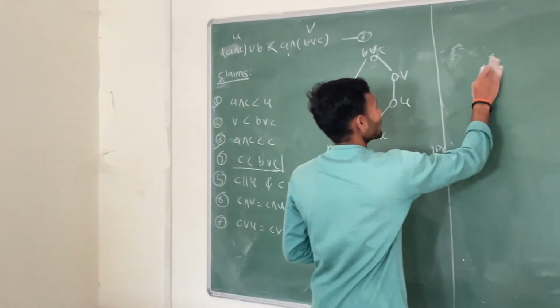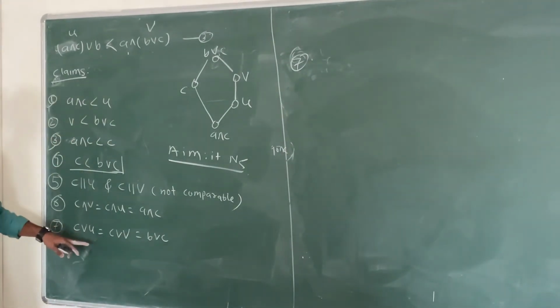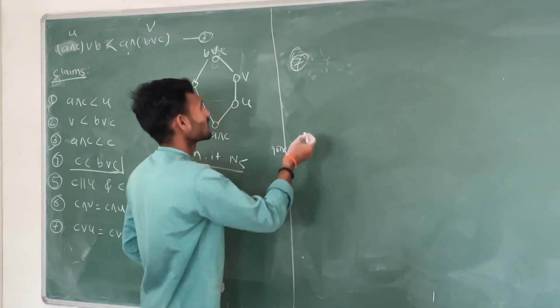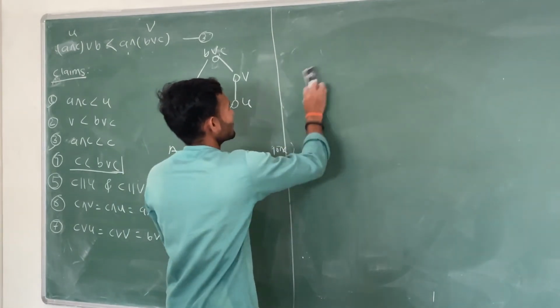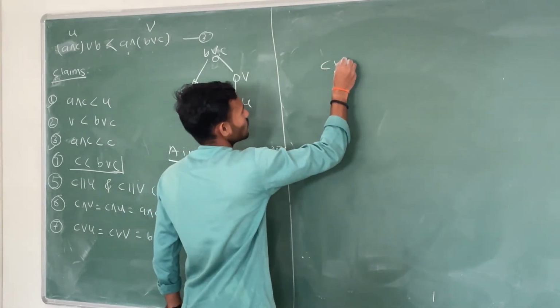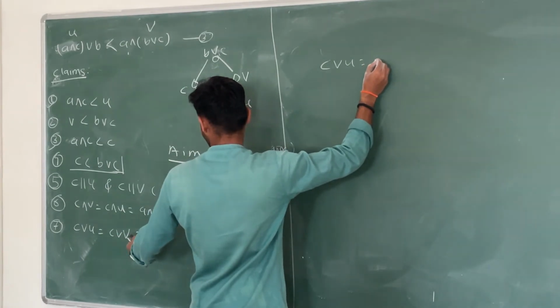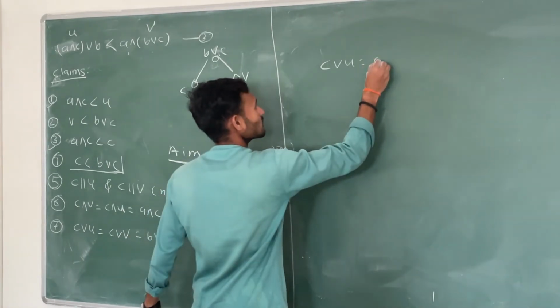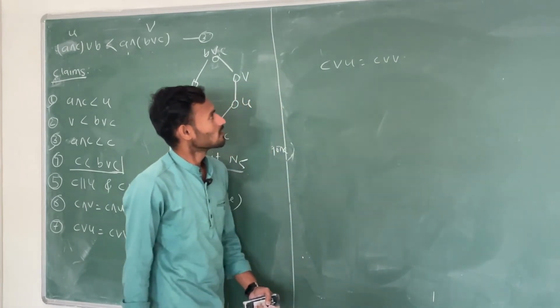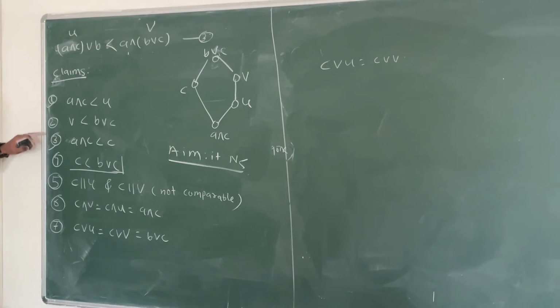Is it not similar? Prove one, any one you prove. Prove one part. What if I take C join something? Sir, what I did: from second and 4, we can say C join V is less than or equal to B join C. Yes or no? Yes.